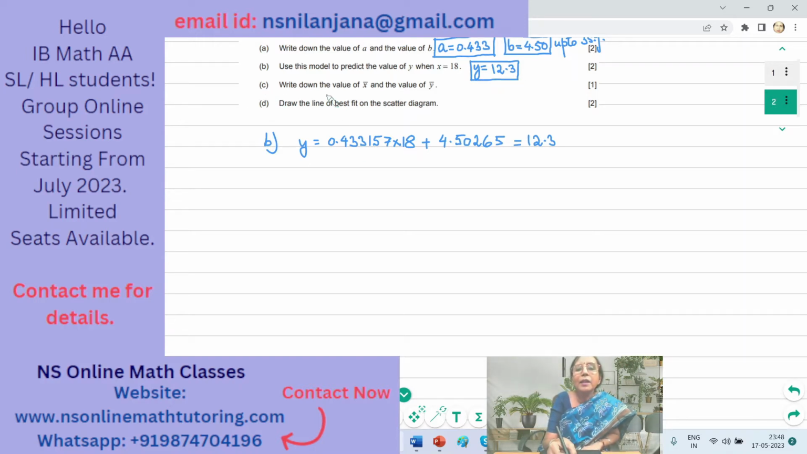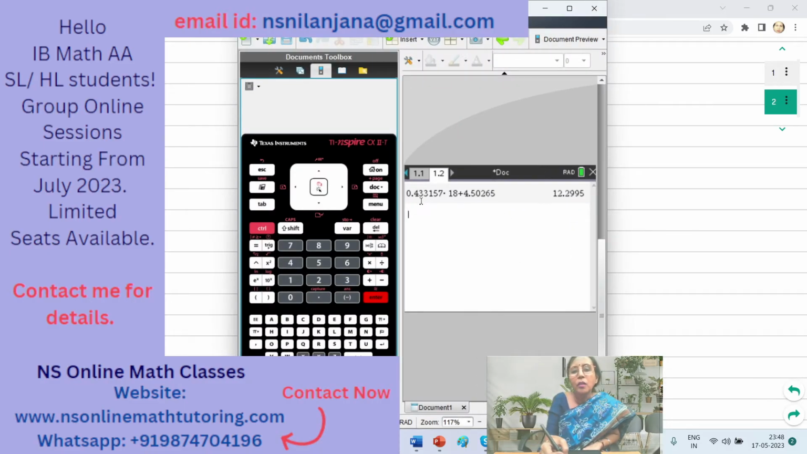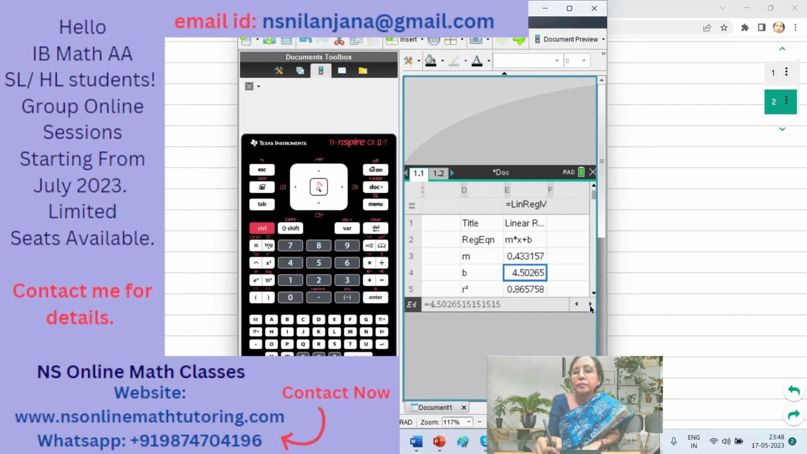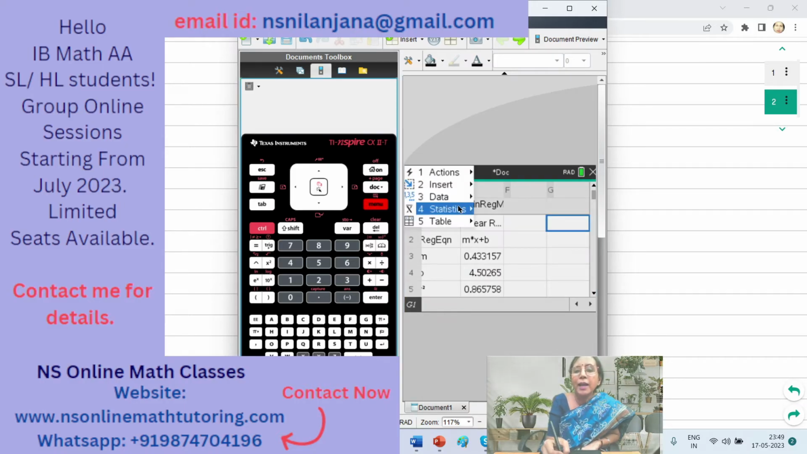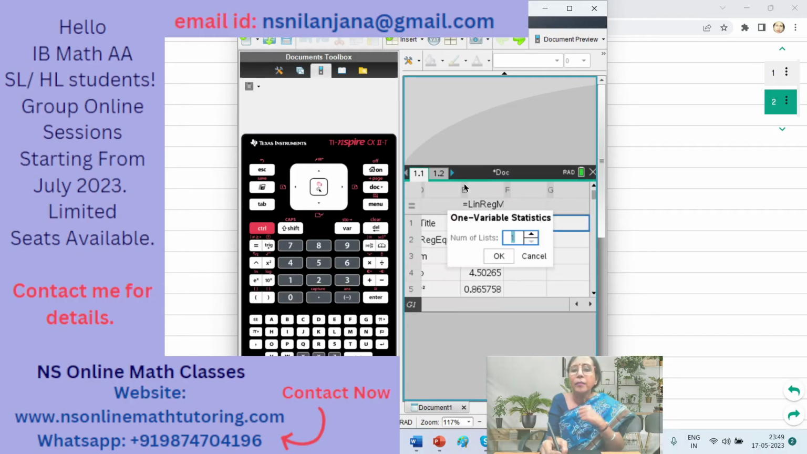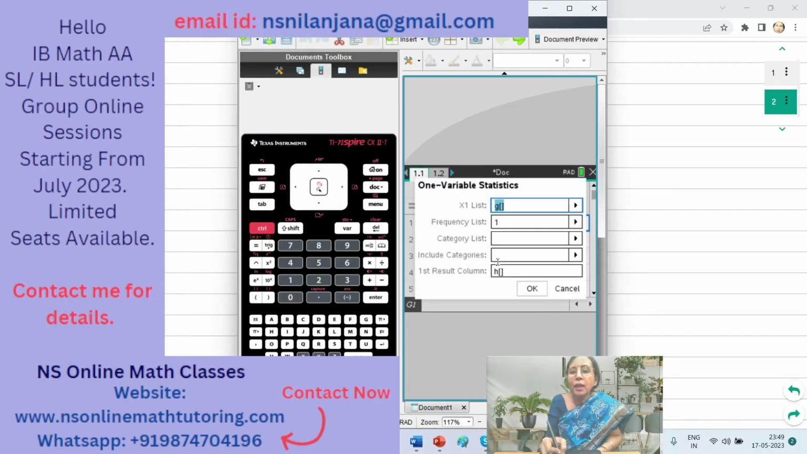Coming to subpart C: write down the mean value of x and the mean value of y. We again go to the spreadsheet, and here we come to this cell and it is Menu, Statistics, Stat Calculations. This time it will be One-Variable Statistics, because we need to find the mean value of x and the mean value of y separately. So it is just one-variable statistics. The X1 list is x.